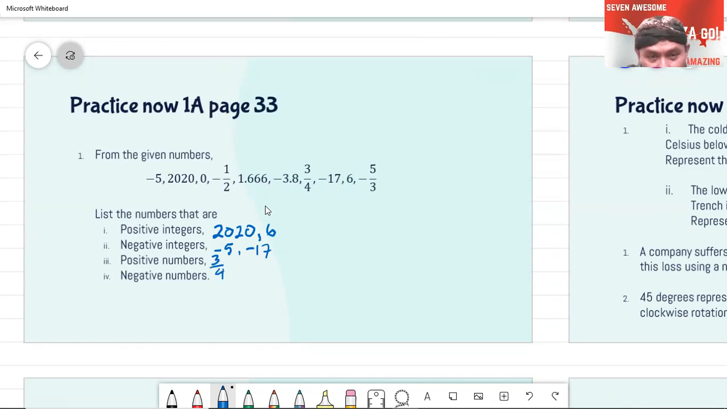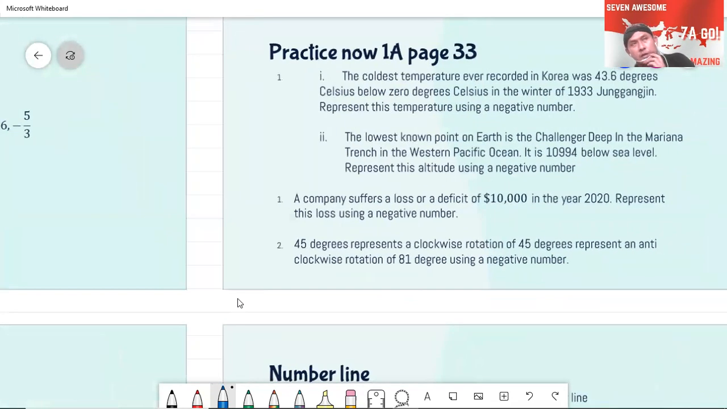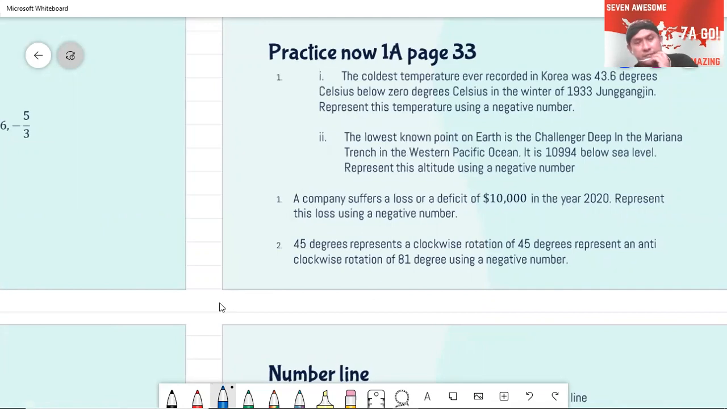Positive numbers: we have 3/4. And negative numbers, we have lots. We have -1/2. What else? -3.8, and also -5/3. That's the difference between negative or positive integers and negative or positive numbers.